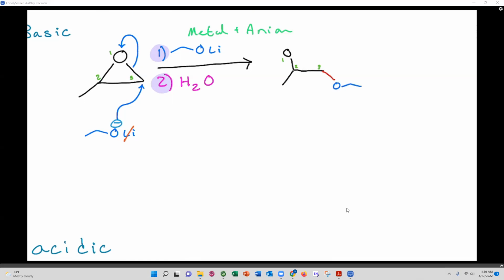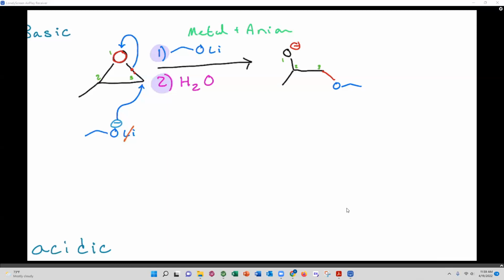Between my least substituted carbon and my nucleophile. Of course, once I open up this bond, this oxygen is essentially my leaving group. That oxygen is essentially my leaving group, and just like we saw before with leaving groups, the leaving group takes the electrons that are in the bond with it. So now I have this anion.